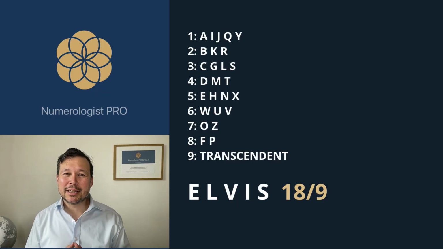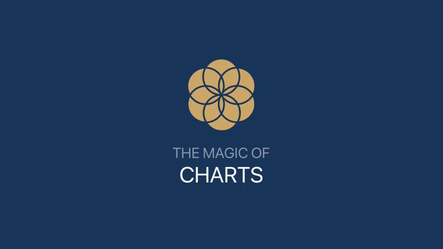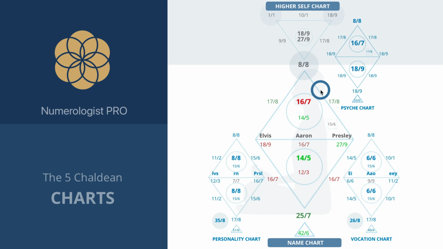Now that you've understood digit sums, numerological addition, and how to convert names into number values, let us move on to numerology charts and how they are built up. We mentioned Elvis before. Now we're looking at the chart of the famous pop icon Elvis Aaron Presley, born on the 8th of January 1935. So how is all of this built up?